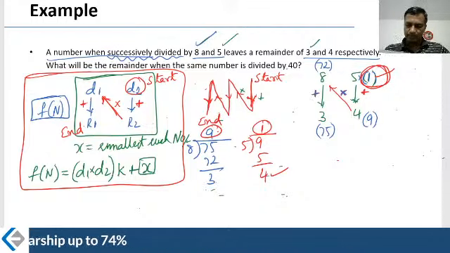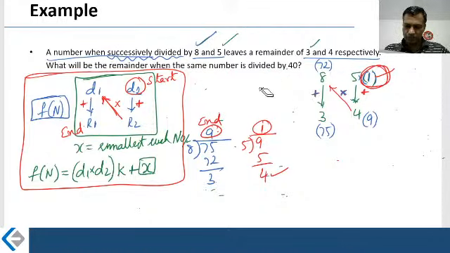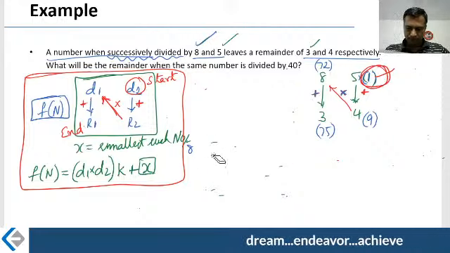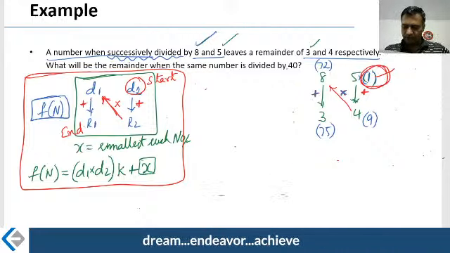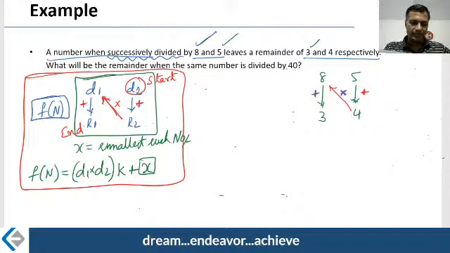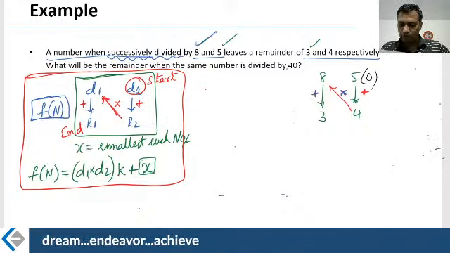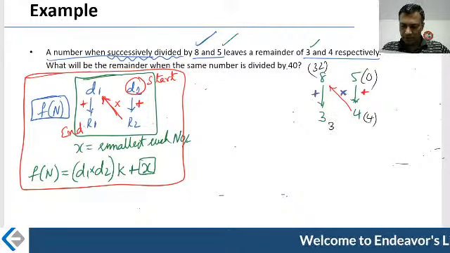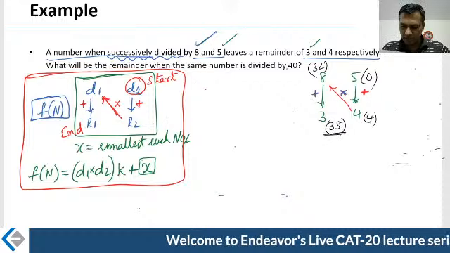Okay, let us apply it here. Did I find the smallest such number? Yes, 35. We already found the smallest such number, 35. Let's do it once again. Whenever you want the smallest such number, I said start with 0. 0 times 5, 0. 0 plus 4, 4. 8 into 4, 32. 32 plus 3, 35. So the smallest such number is 35. You stop here. That's the smallest such number, x.